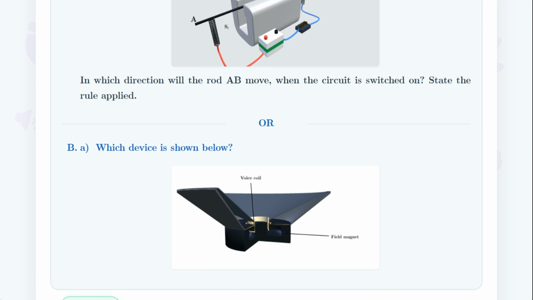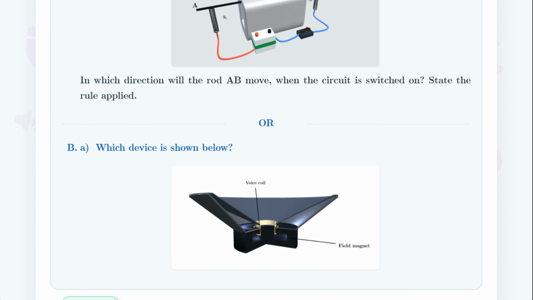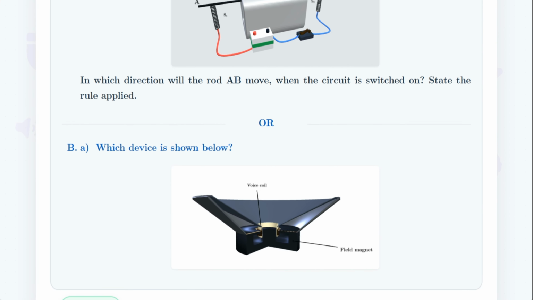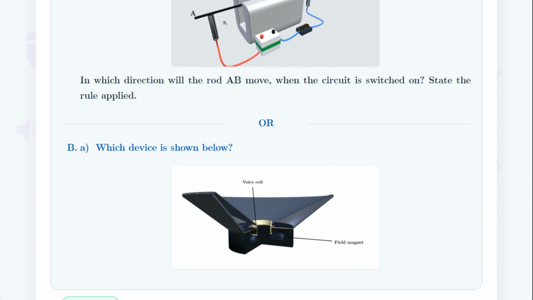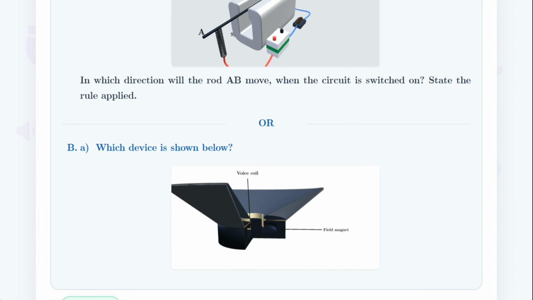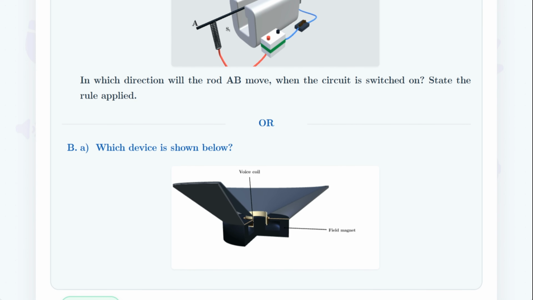Great job on part A. Now, the question gives us an alternative option, part B. Let's switch gears and look at this second diagram. Sub-question A asks, can you identify which device is shown in this cross-sectional view?